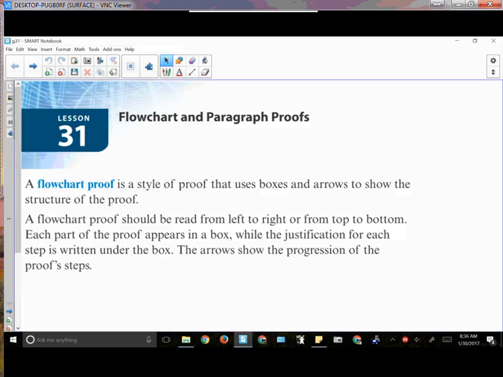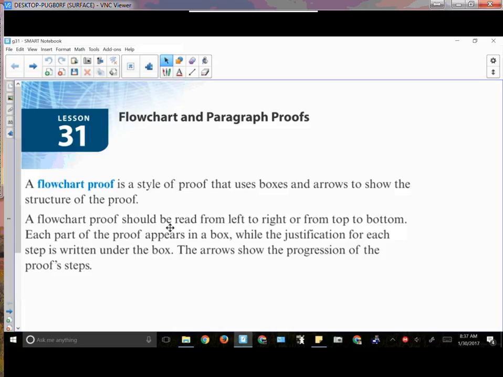We're going to talk about what are called flowchart and paragraph proofs. These do get used. The two-column proof is the most common, and a flowchart proof is more often used in programming and trying to determine a sequence of operations, but it does lend itself to this when we have to do certain things in a certain order. And a paragraph proof is simply a paragraph explaining why it is what it is.